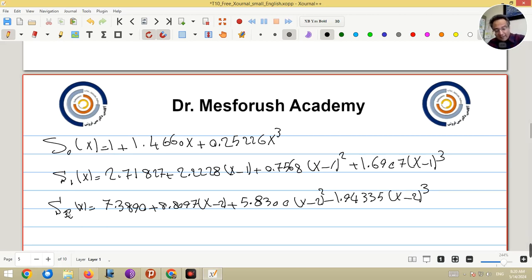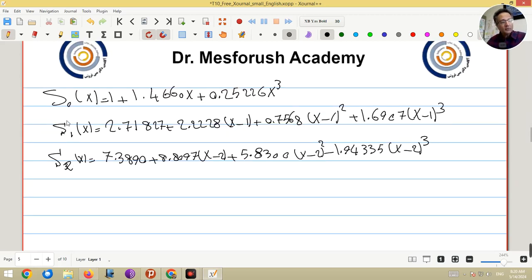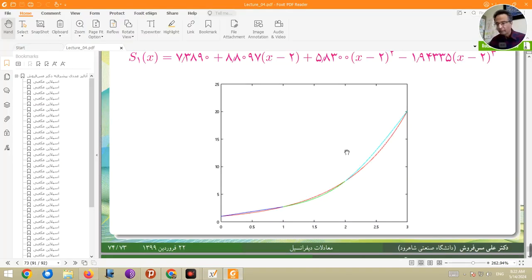So finally, if you want to see what this figure looks like, you have to plot S0, S1, S2 in the relevant interval, so you can find a figure like this. If you look at this figure, the red graph is for e to the power of x. Okay, the red is for e to the power of x.